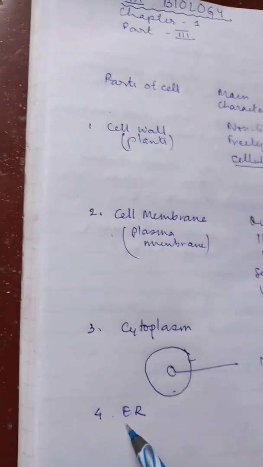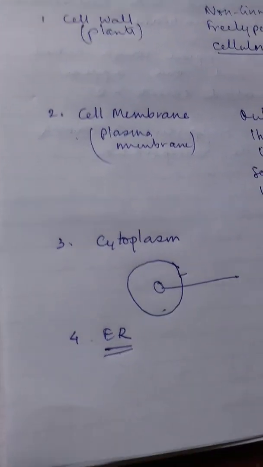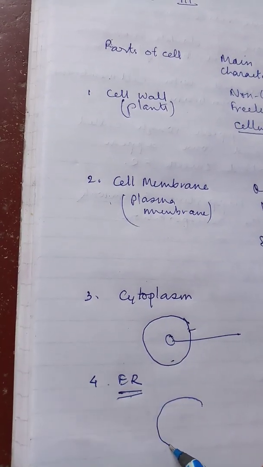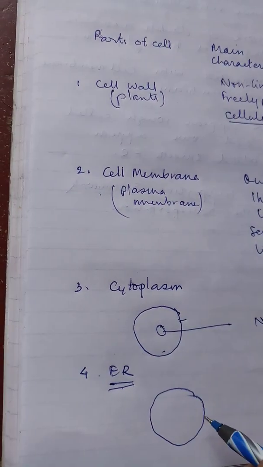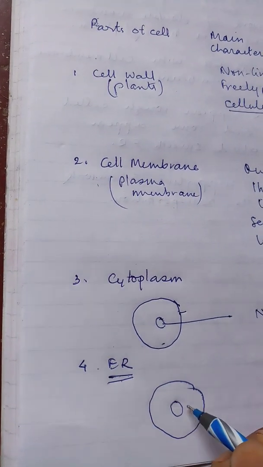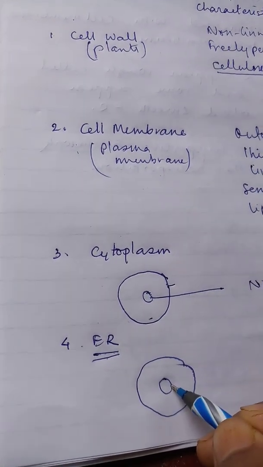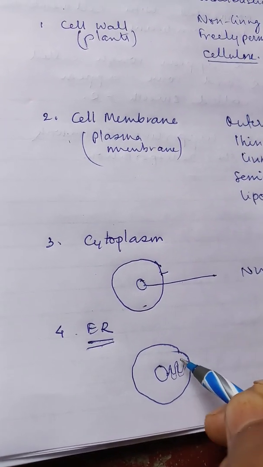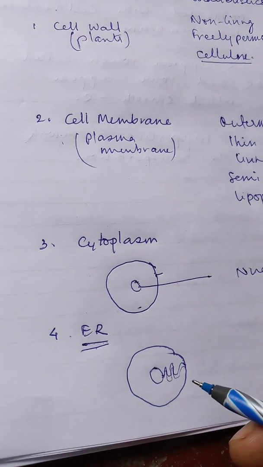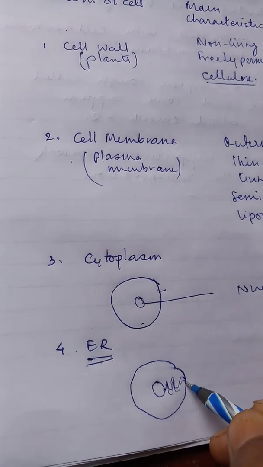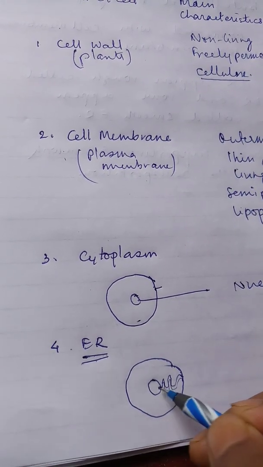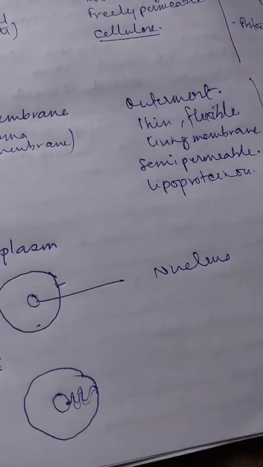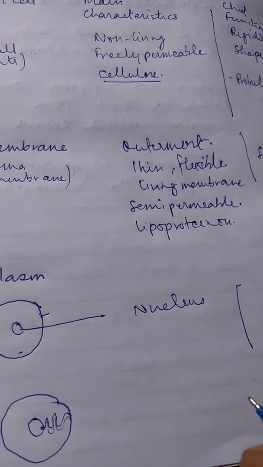Now fourth, the endoplasmic reticulum. The endoplasmic reticulum is a cytoplasmic organelle. It is a network of double membrane tubules that connect the nuclear membrane with the cell membrane. So this is the endoplasmic reticulum. It forms a network in the cytoplasm. It is continuous with the plasma membrane and the nuclear membrane. It may be smooth or rough due to the absence or presence of ribosomes.